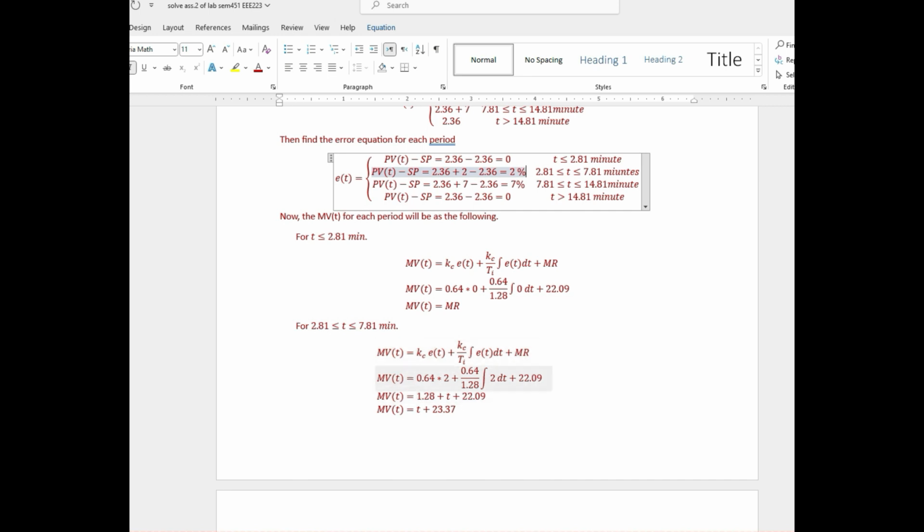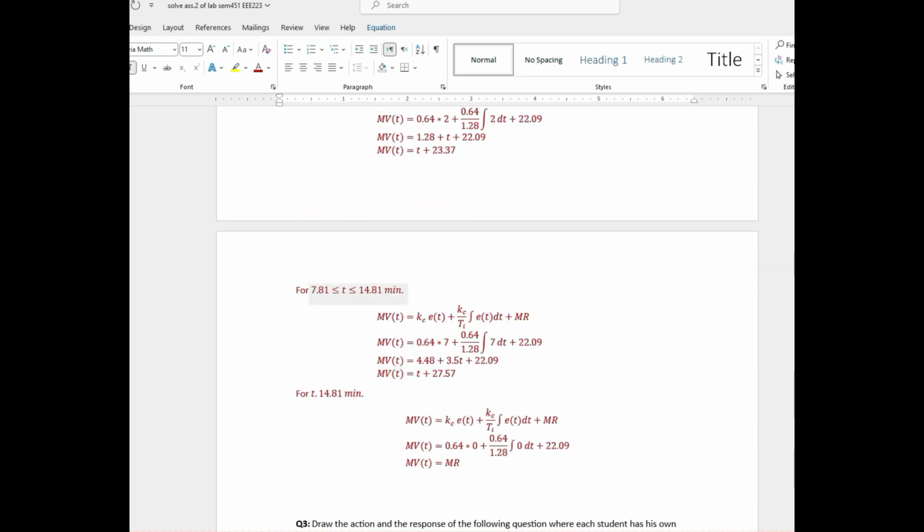So I substitute it here in the equations. For the first term, 0.64 multiplied by 2 gives me 1.28. The integration for 2, I take outside and multiply by 0.64 and divide by 1.8, which gives me 1. The integration of dt is t, as known from the operations of integration that we already covered in calculus. So the new MV equation will become t plus 23.37. The same thing for the other periods.